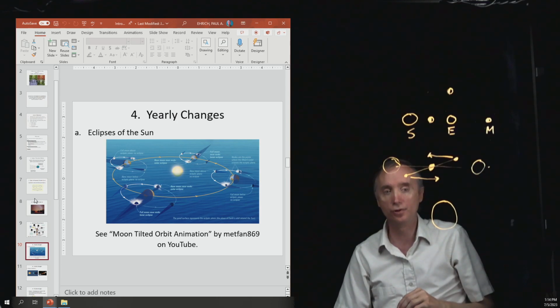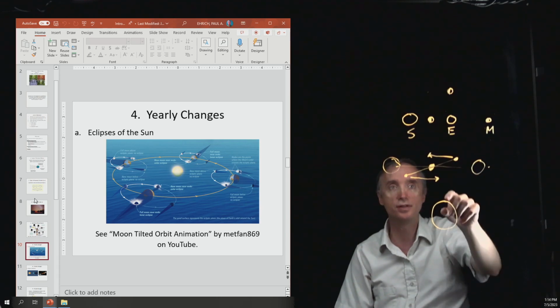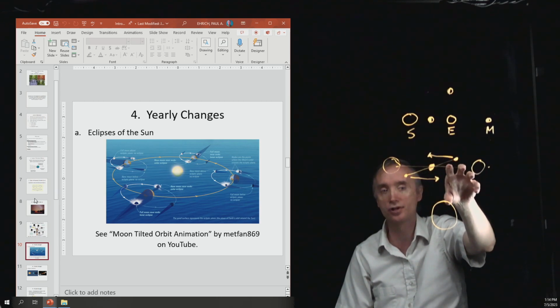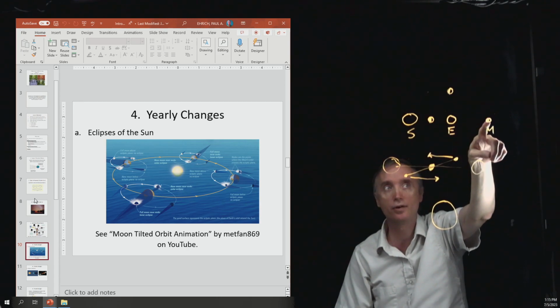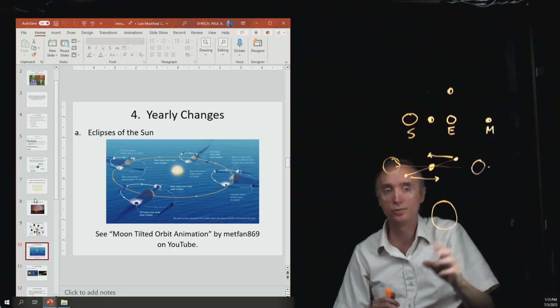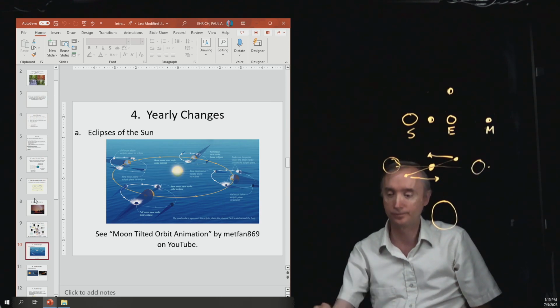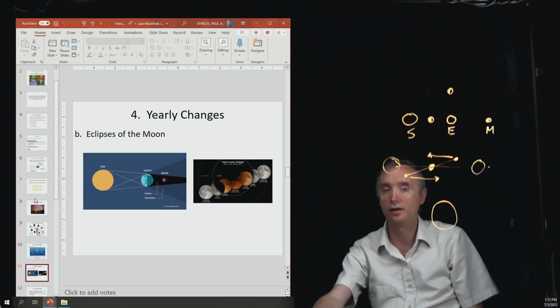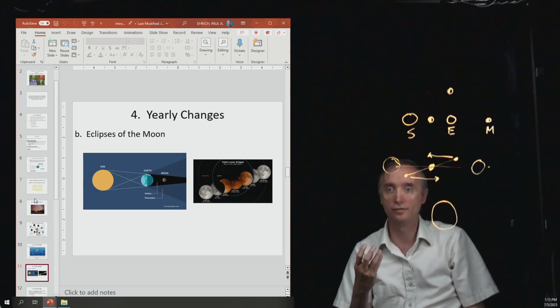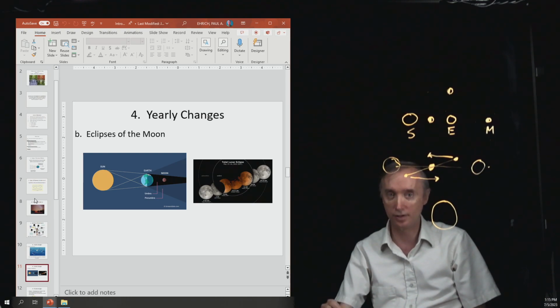Now, lunar eclipses happen more often, and that's because the earth casts a larger shadow than the moon does. And so the earth can cast a shadow onto the moon, and that's when you're going to see a lunar eclipse. And then this one here shows the umbra and penumbra of these eclipses. You're not responsible for those words on the exam.